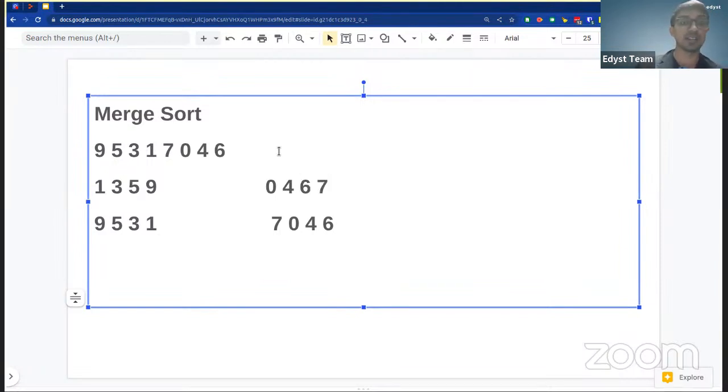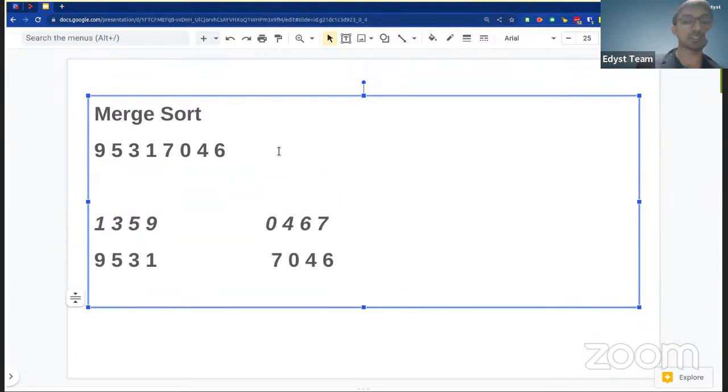Now, what did we discuss just before starting merge sort? Merging of two sorted lists. Can I say these lists are sorted? Can I merge them? Yes. Merging the two sorted lists 1, 3, 5, 9 and 0, 4, 6, 7, what will be the answer? It will be a sorted list.